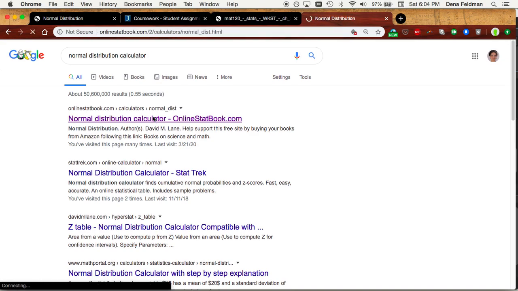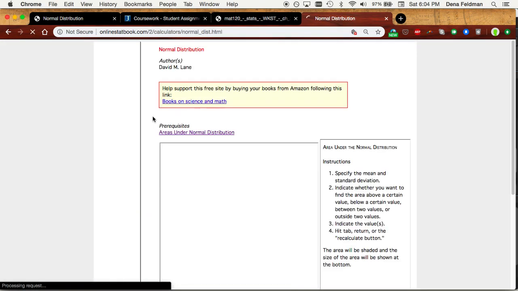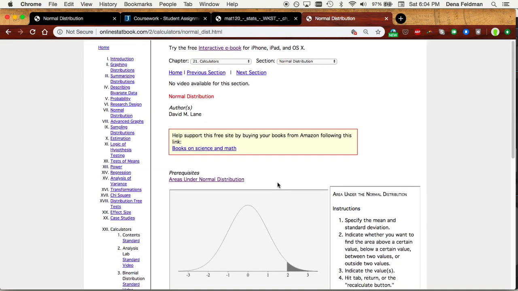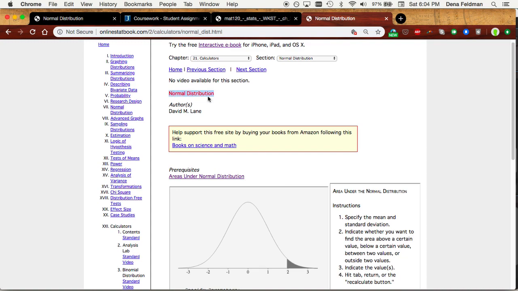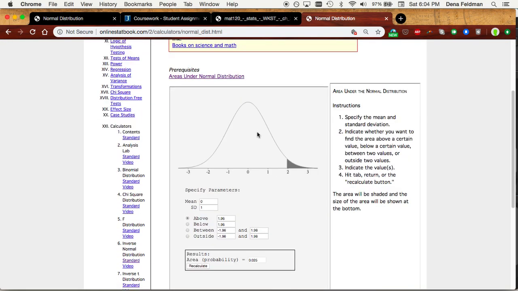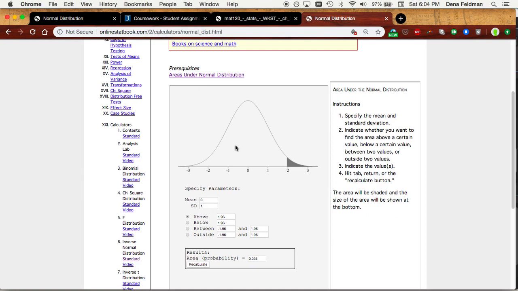I click on that link. It opens me to a website that is for calculating normal distributions. You can see that normal distribution title here, and below the calculator itself starts in here. And you can see that there are instructions on the right hand side how to use the calculator.